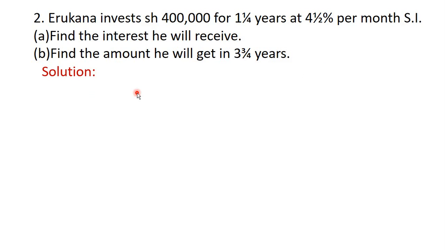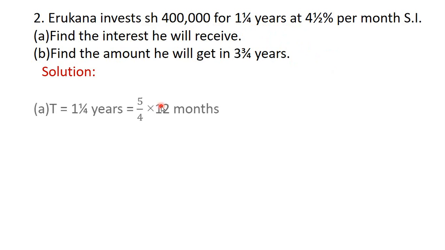Remember, interest is given by P times R times T divided by 100. And we said that if the rate is per month, then the time must be in months. But here we have the time in years. So we need to change this to months.